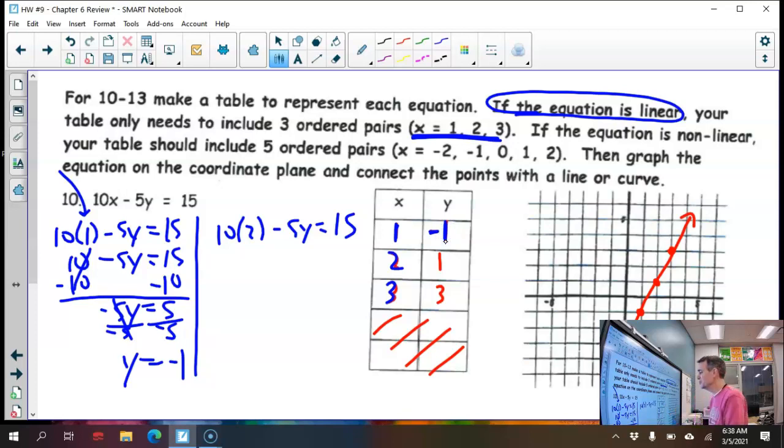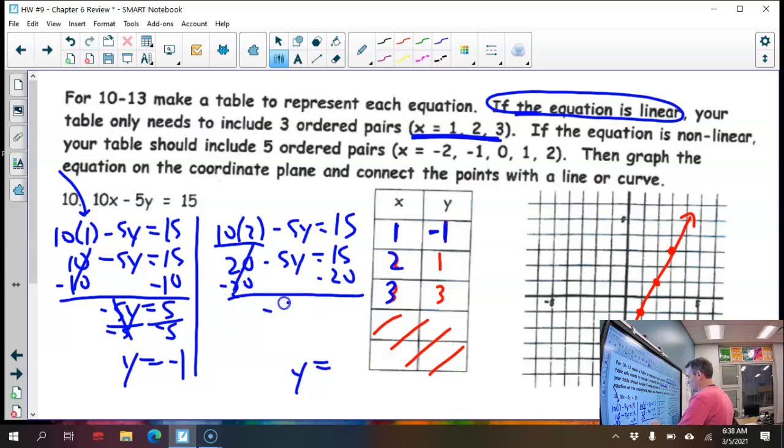And then I move on to the 2. And I do 10 times 2. Well, that would be 20 minus 5y equals 15. Now I'm trying to get the y by itself again. So I would subtract 20 from both sides. All right, we call this solving for y. And then I would divide both sides by negative 5. And I get y equals 1. And if I did it for the 3, if I put 3 in for x, I would get 3 for y. I don't feel like I need to do it again for you.